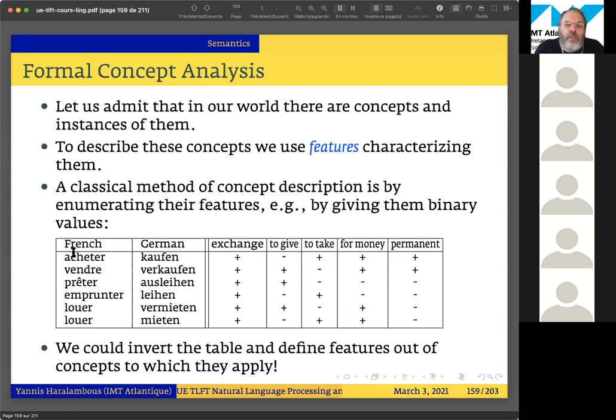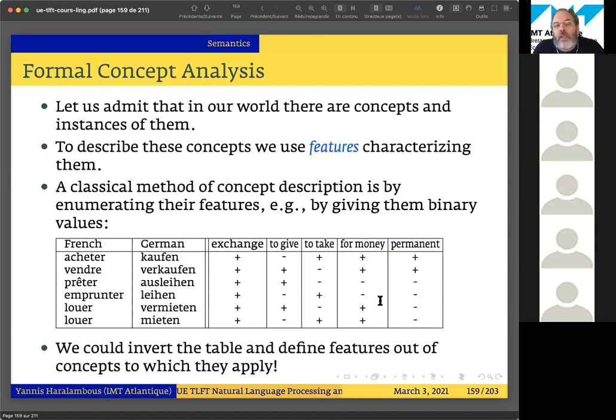So if I take these six verbs, what they have in common, but also what distinguishes them, is that they all have in common that we have an exchange. But sometimes we give, so when we loan or rent or sell, then we give. And when we buy or borrow, then we take. In some cases, it's for money. In some cases, it's permanent. So buying is permanent, renting is temporary.